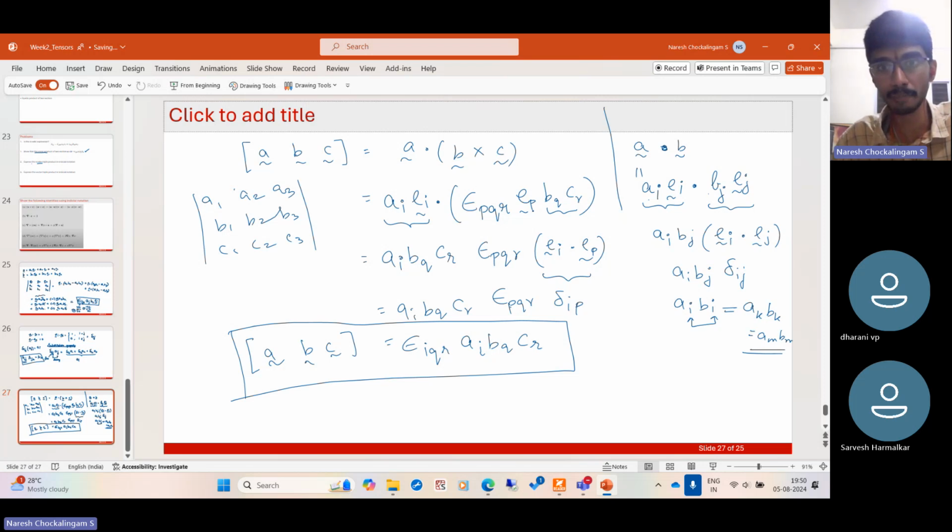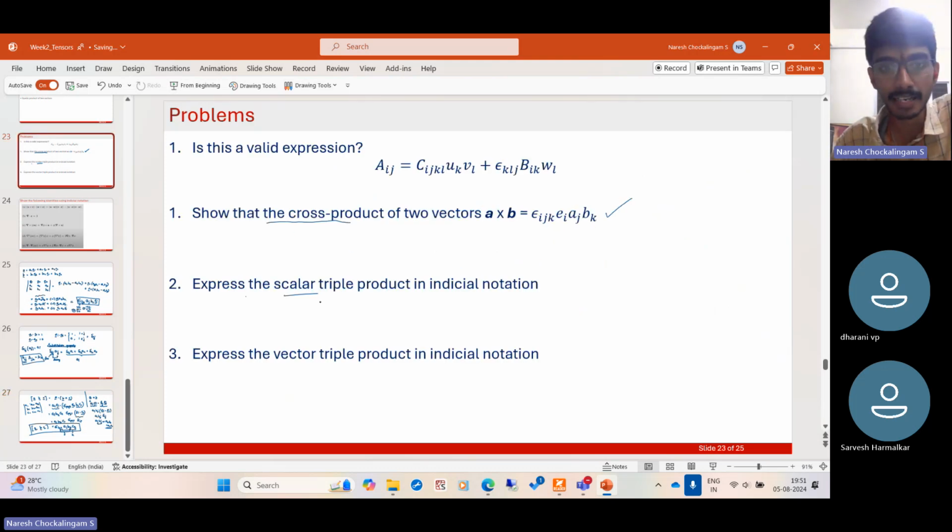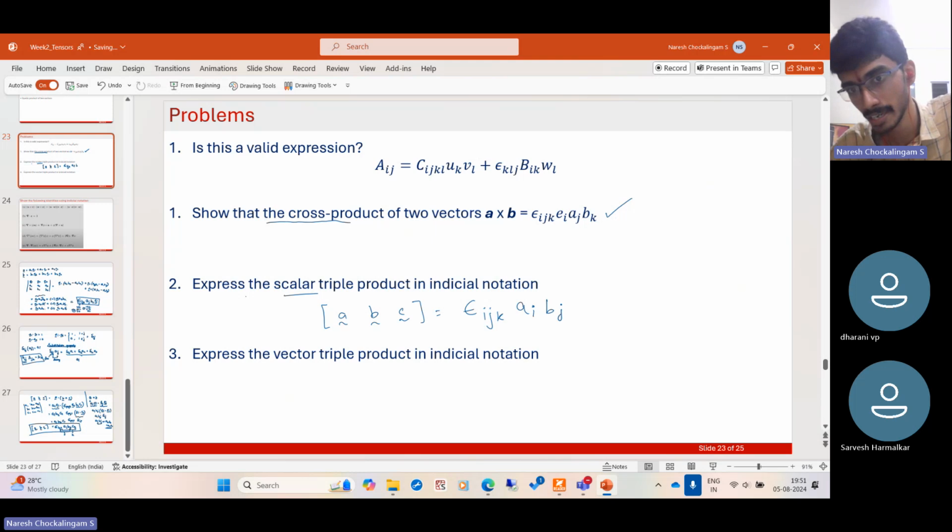Now compare it with the cross product. In the cross product, you have ep, right? So there it was e1, e2, e3 with the determinant. So the determinant of three vectors can always be written as the Levi-Civita symbol or the permutation symbol epsilon iqr ai bq cr. Now q and r are dummy indices. i is also a dummy index. So q I can replace with j, and r I can replace with k. So the scalar triple product in indicial notation is epsilon ijk ai bj ck.